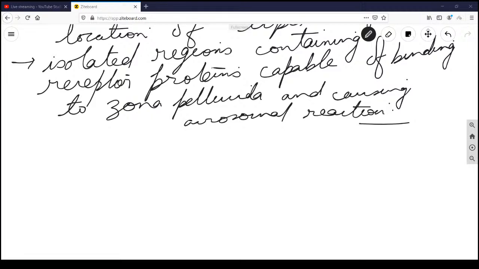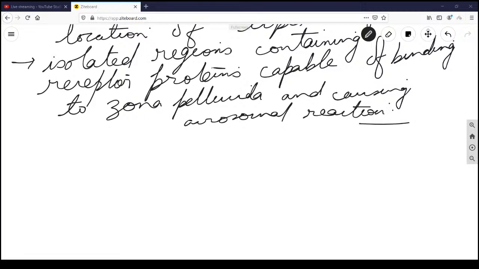Now we don't want that to happen at any cost. We want the proper binding of the sperm receptor with the zona pellucida receptor, ZP1, 2, 3 in the zona pellucida. ZP stands for zona pellucida receptors present on the zona pellucida covering the oocyte plasma membrane. Then only the acrosomal reaction will be triggered.